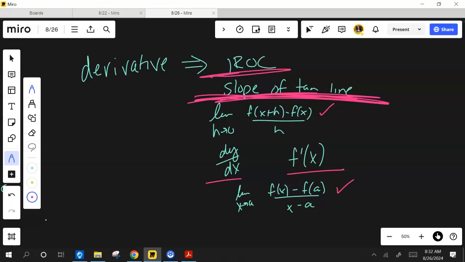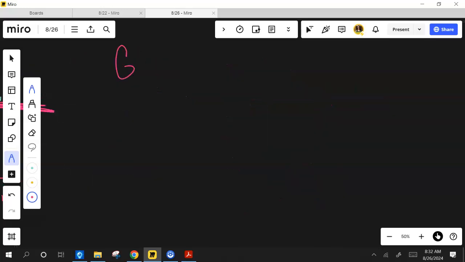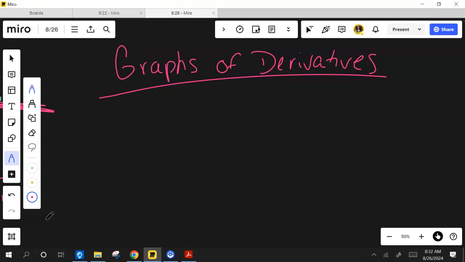All right, today is called differentiability. This is part A of the next part, and we're going to start with graphs of derivatives. All right. I want you to think about something with me for just a minute.